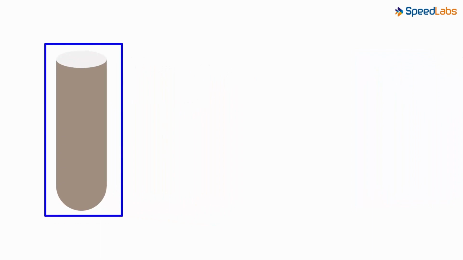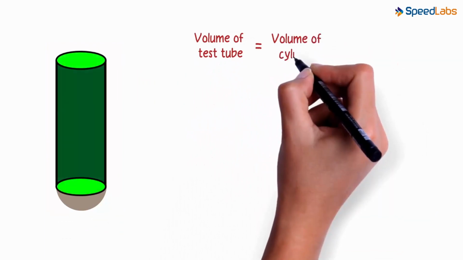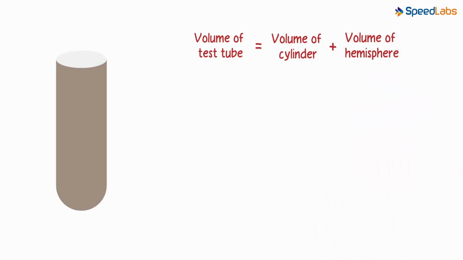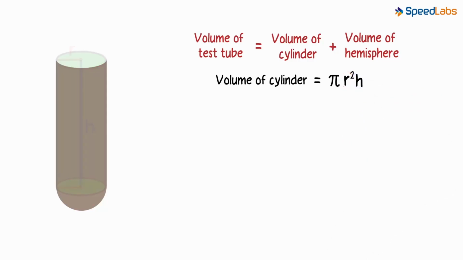Since it's a combination of a cylinder and a hemisphere, its volume will be equal to the sum of the volume of this cylinder and the volume of this hemisphere. We have already derived the formula for volume of a cylinder in our previous videos. Can you tell me what that formula is? The formula of volume of cylinder is pi r squared h, where r is this radius and h is this height. Now we will try to find the formula for volume of a hemisphere.